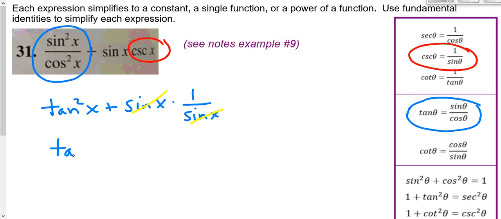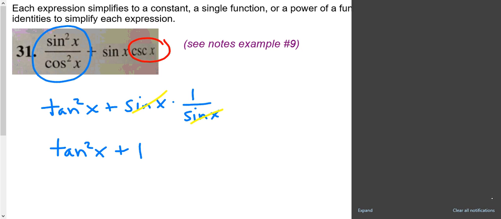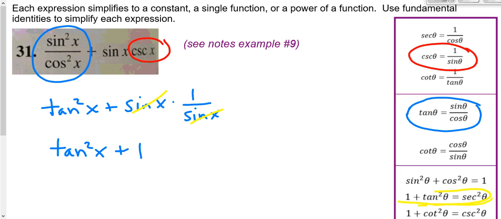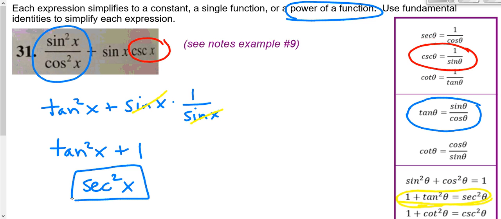And now what we have is tangent squared x plus 1. And now we can use a Pythagorean identity. 1 plus tangent squared x is equal to secant squared x. So this is equal to secant squared x. That's a power of a function. And then we have one more.